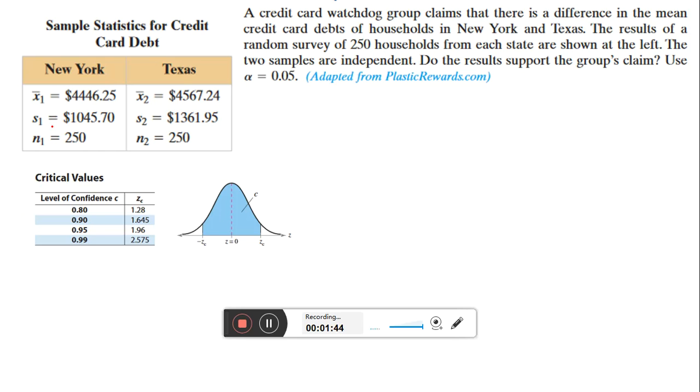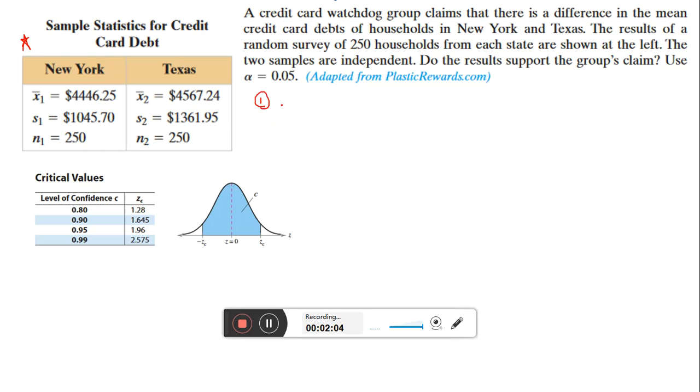By the way, that's right over here. Okay. The two samples are independent. Do the results support the group's claim? Use alpha equals 0.05. All right, so we have a 5% level of significance going into this. So let's just go ahead and start walking right down the steps.